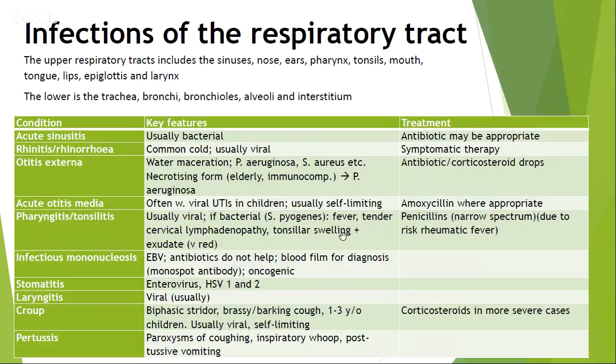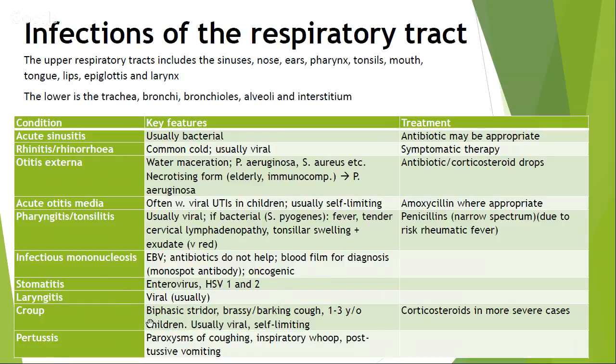Pharyngitis and tonsillitis is usually viral. If it's bacterial, it can be distinguished on clinical examination to some degree. You're more likely to have a fever, you're more likely to have tender lymph nodes, and you're more likely to have tonsillar swelling with an exudate, so a really red and inflamed throat. In that case, you'll treat with narrow spectrum penicillins because of the risk of rheumatic fever if you don't treat. Infectious mononucleosis, Epstein-Barr virus, oncogenic, probably about what you need to know for that.